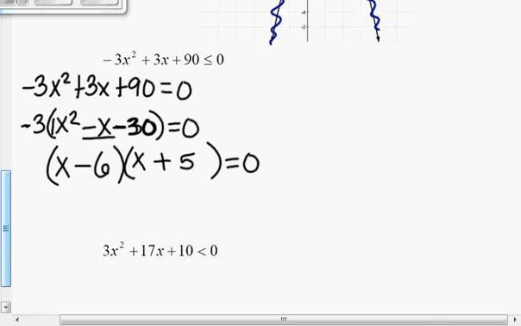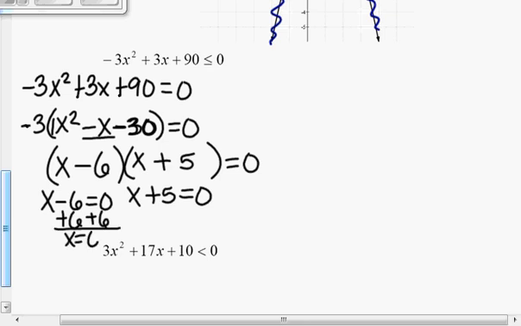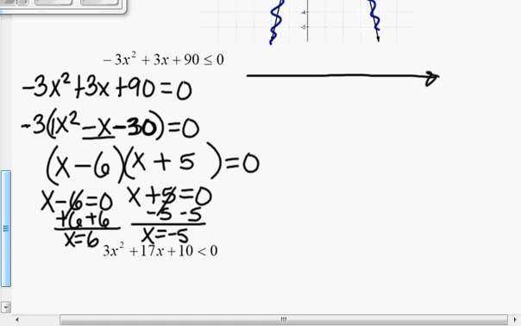And those equal 0. So now we're going to set x minus 6 equal to 0 and x plus 5 equal to 0. Then we just solve for x on both sides. So add 6 to both sides and we get x equals 6. Subtract 5 on both sides and we get x equals -5. So our solutions that can go on a line that will help us make our inequality statement are -5 and 6.